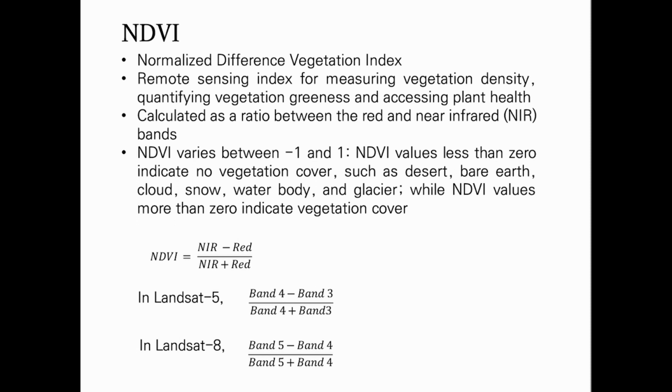NDVI can be made by this equation: near infrared band minus red band, divided by near infrared band plus red band. So in Landsat 5, NDVI can be made by band 4 minus band 3, divided by band 4 plus band 3. In Landsat 8, NDVI can be made by band 5 minus band 4, divided by band 5 plus band 4.